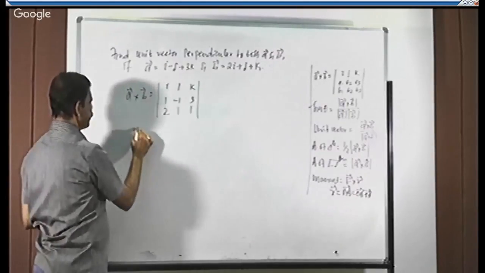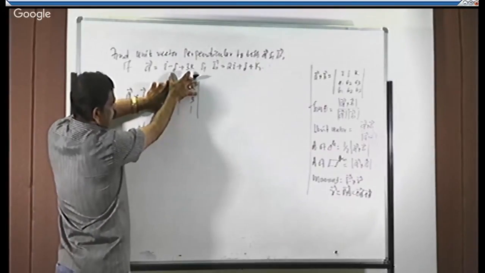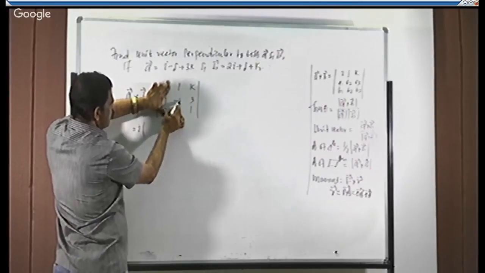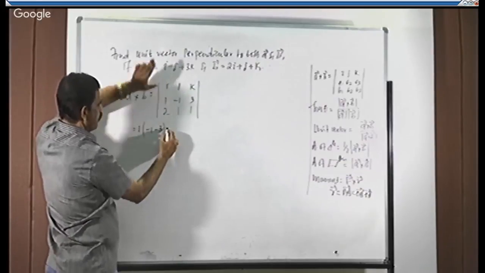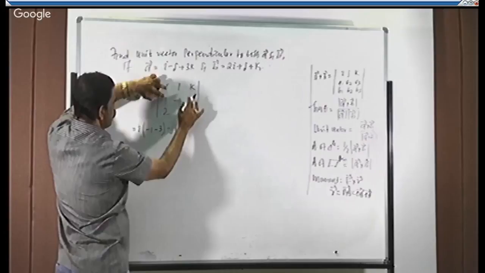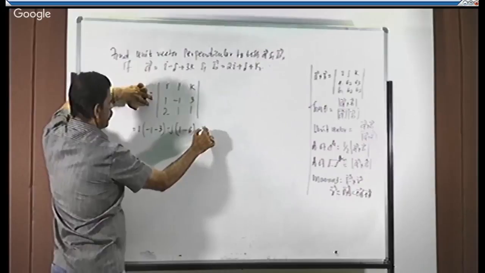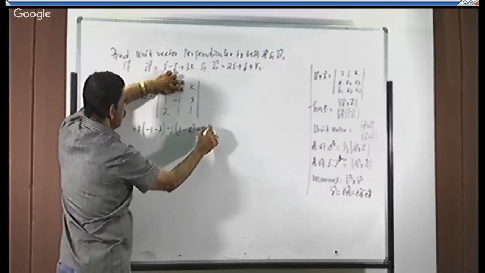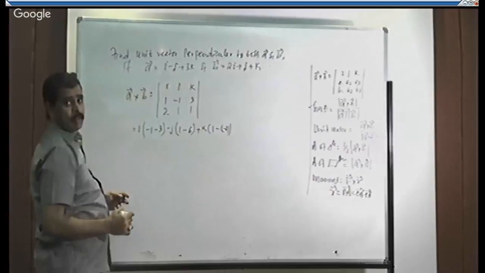Expand it. Expansion is what? i into, I am writing the second step. Leave these two, row and column. Remaining elements are these. Take their principal diagonal elements product: minus 1, minus 1 into 3 is 3. Minus j into, leave this column and row. Remaining elements are these 4. 1 into 1 is 1, minus 2 into 3 is 6. Plus k into, leave this column and row. 1 into 1 is 1, minus 2 into minus 1 is minus 2. You can do it directly also.